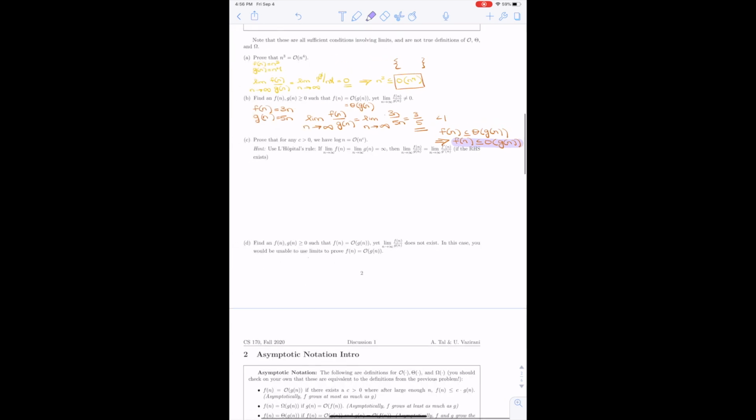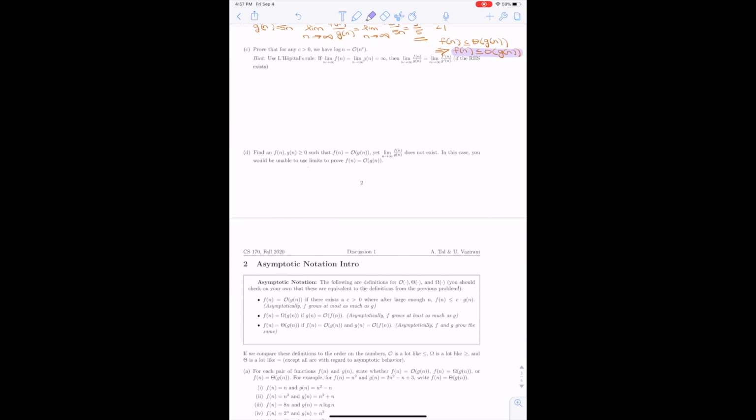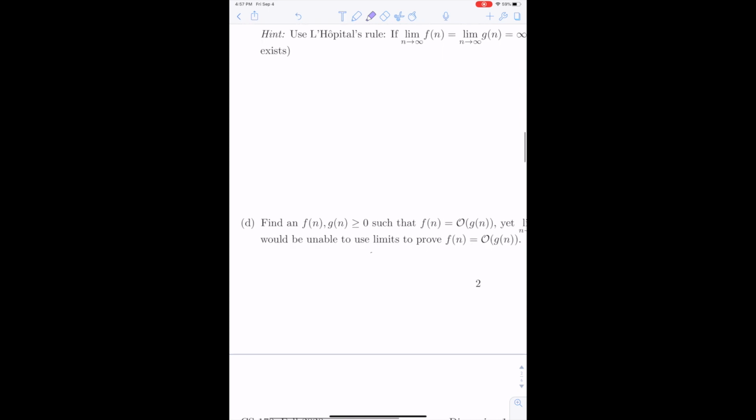That's how we get our big O definition right there. All right, so now the next question asks us to use L'Hopital's rule to show that log n is upper bounded by n to the c. So let's break out the limit.